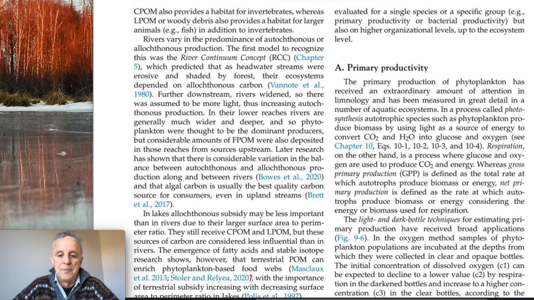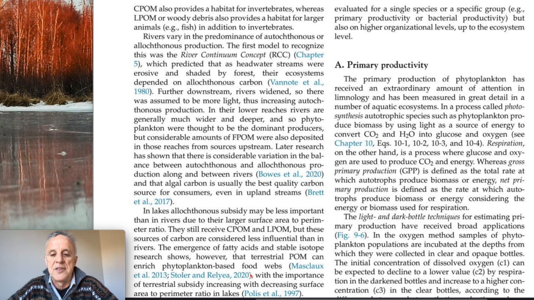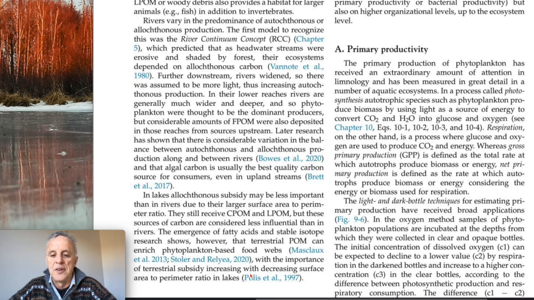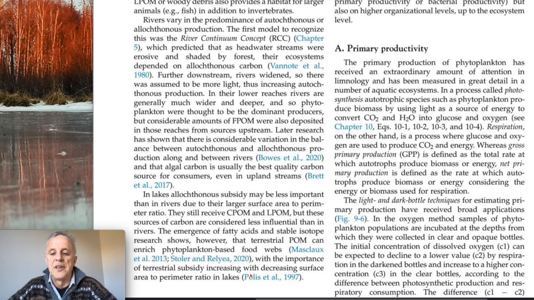Primary productivity. The primary production of phytoplankton has received an extraordinary amount of attention in limnology and has been measured in great detail in a number of aquatic ecosystems. In a process called photosynthesis, autotrophic species such as phytoplankton produce biomass by using light as a source of energy to convert CO2 and H2O into glucose and oxygen.